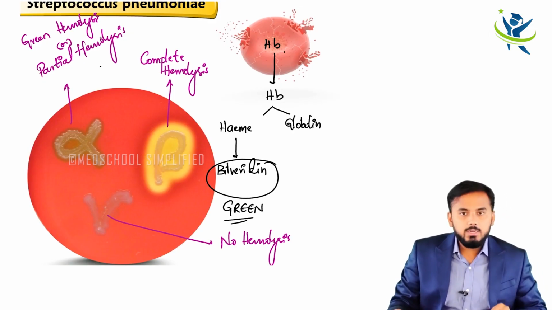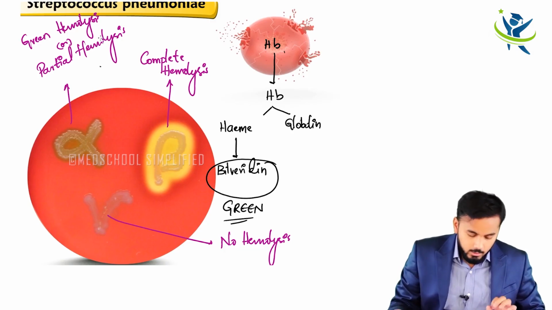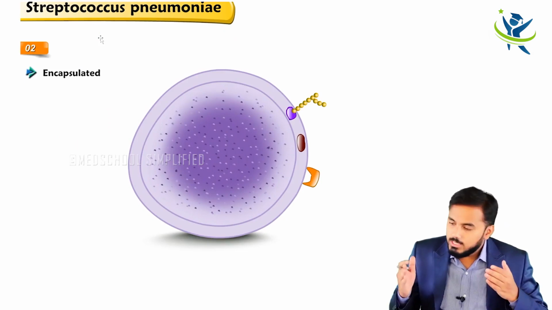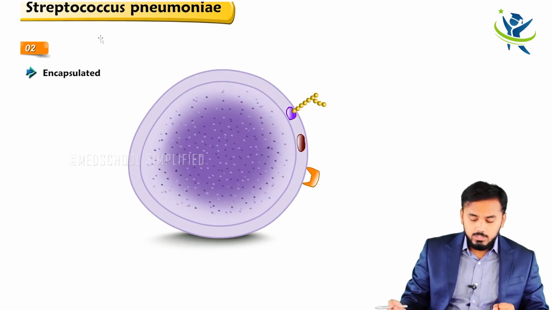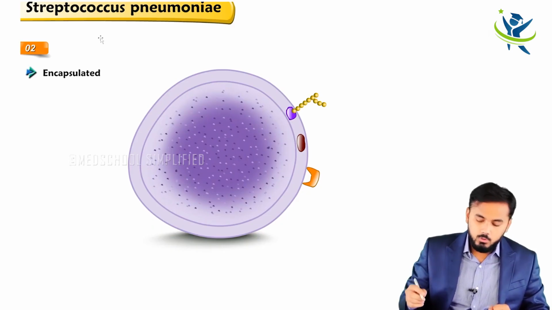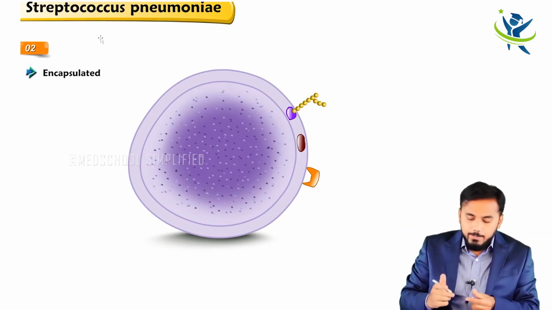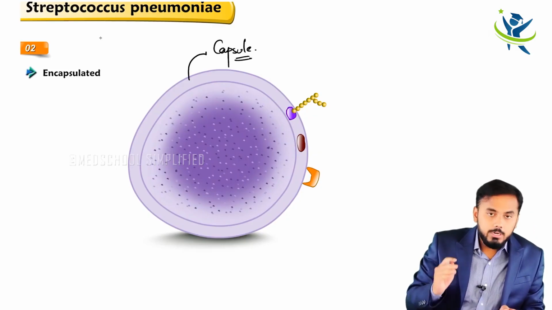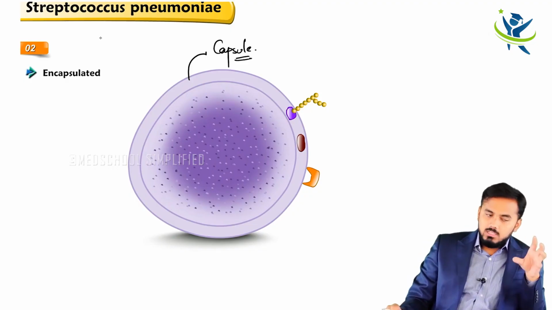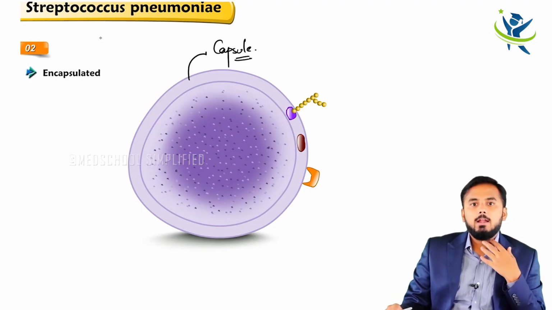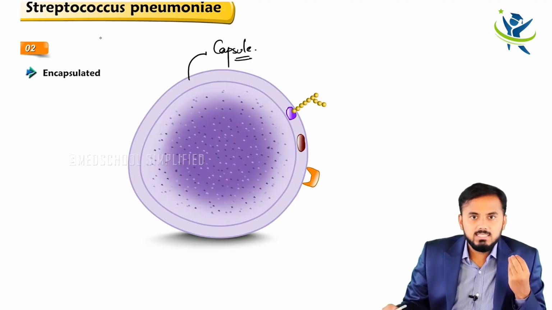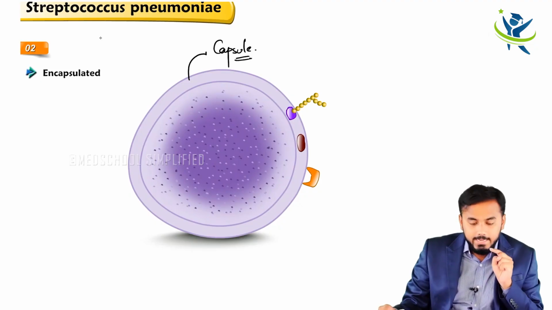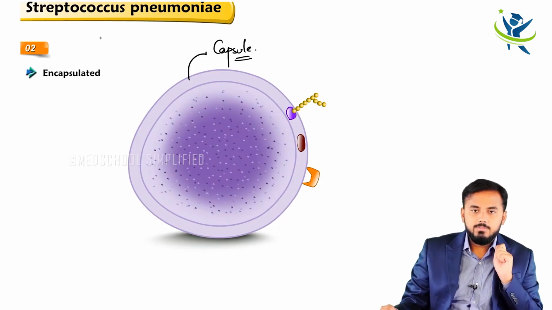Right. Another important thing which I want to discuss is, look at the capsule over here. So surrounding this bacteria Streptococcus pneumoniae, you see a double layered capsule. So this is called capsule. As I already told you, organisms which are having capsule are more virulent, and organisms which don't have capsule are called less virulent organisms. So tell me, is this organism virulent or non-virulent? It is a virulent organism.